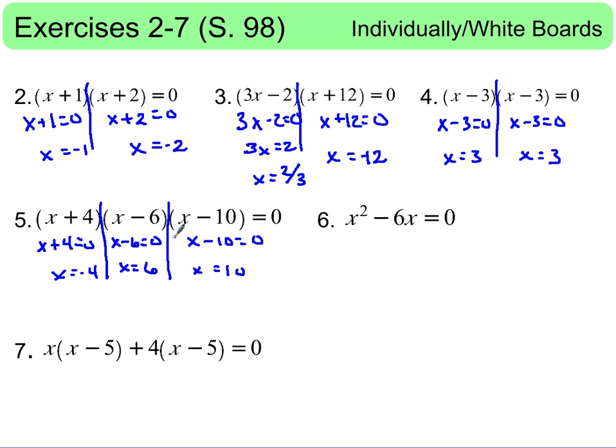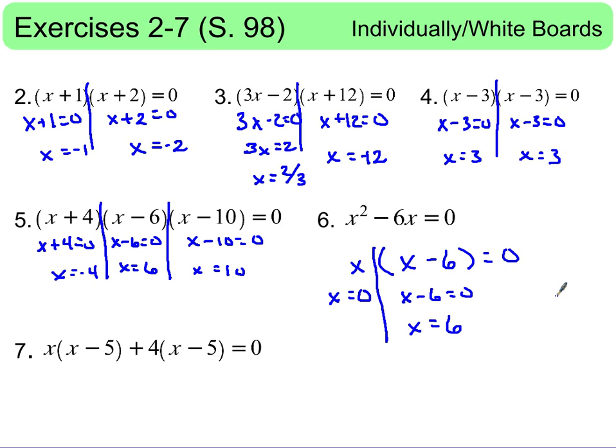Number 6 and 7 is like a follow-up from the previous exercise for the students to practice again. So if we looked at this, the greatest common factor would be x. And then if I divide x squared by x, you get x. And then negative 6x divided by x will be minus 6. So we would split this up right here. This one will automatically equal 0. So if we had x equals 0, the entire equation would go to 0. Or if we solve this one, x minus 6 equals 0 and add 6 on its side, then x equals 6, that would also make the entire equation go to 0.